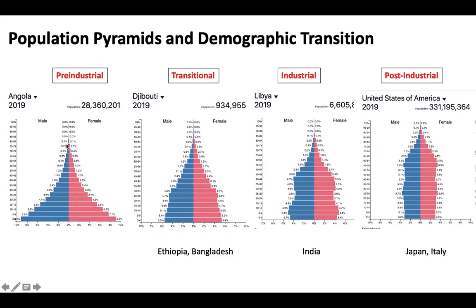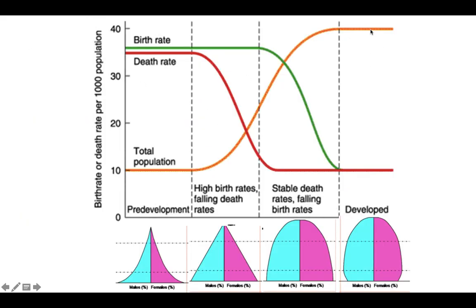Here are some examples of countries that are actually in each phase. Angola is in the pre-industrial phase. Djibouti, Ethiopia, and Bangladesh are in the transitional phase. India and Libya are in the industrial phase. And Japan, Italy, and maybe even the United States are in the post-industrial phase. You can make the argument that the United States is somewhere in between these two phases, which is why some people look at 5 different phases for the model, but we're only going to look at 4. You can line them up and take a look at the population growth, this orange line here, and compare it to the pyramids.